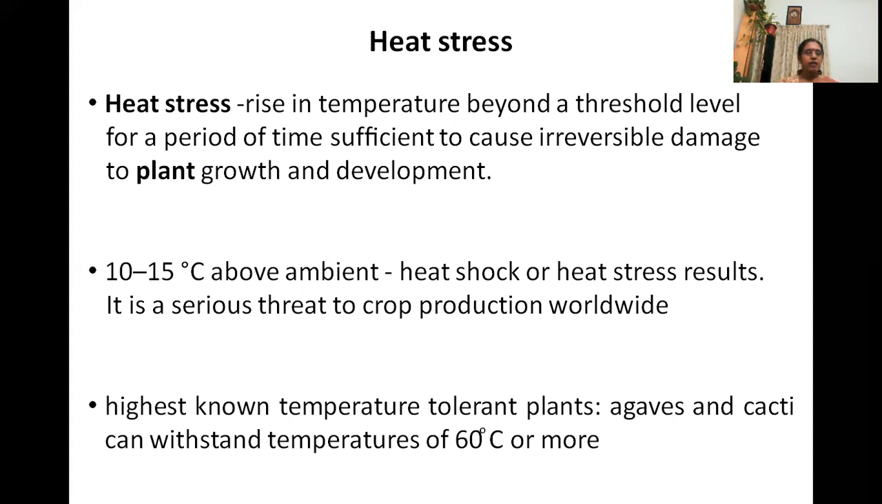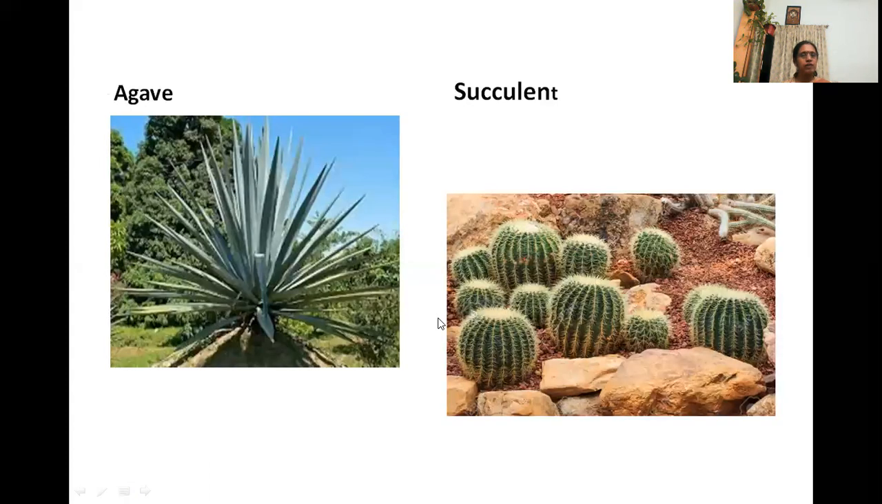And then this heat stress may be just 10 to 15 degrees centigrade above the ambient or environmental temperature, and this results in heat shock or heat stress. It is a serious threat to crop production worldwide. Highest known temperature tolerant plants are there, many are there, and the examples that you all know are agaves and cacti. They can withstand up to a temperature of 60 degrees centigrade. That's why they are usually grown in arid regions or in desert regions.